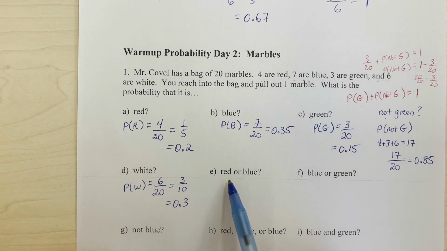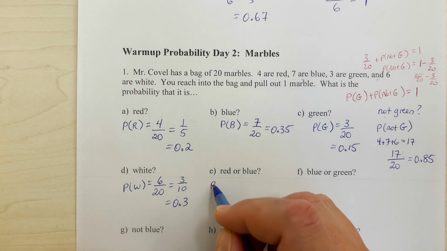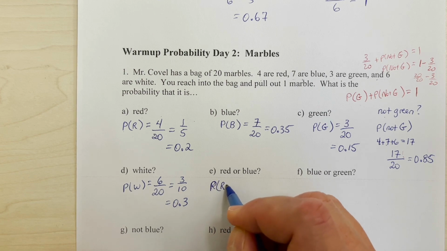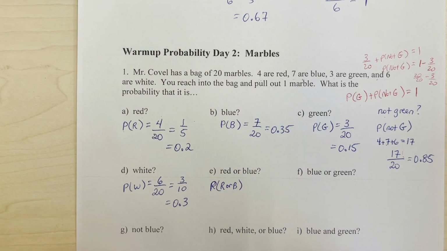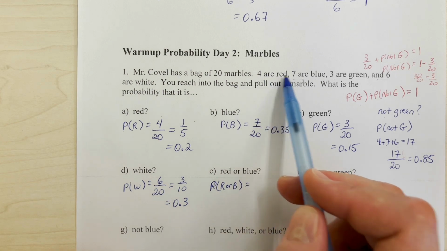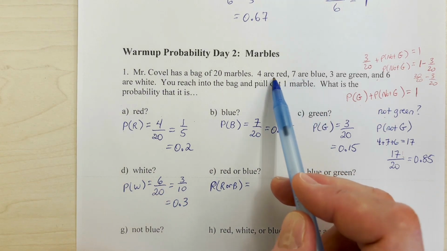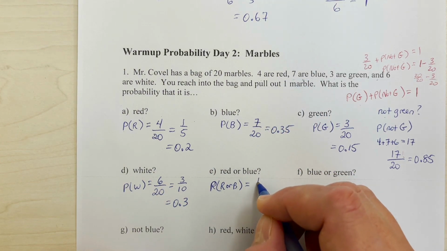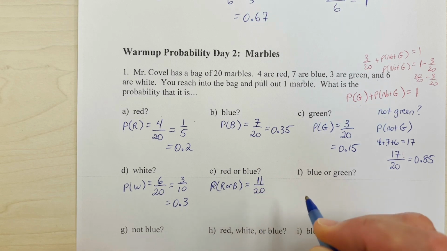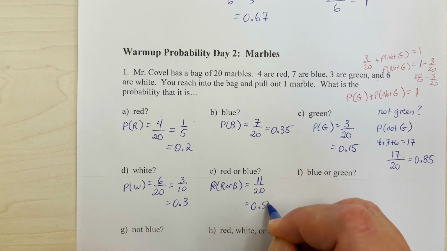What's the probability of red or blue? Whoops, probability of red or blue, R or B? Well, when we see or, it could be either of them. We have to count them all. So we have 4 red, we have 7 blue. If we add those up, we get 11 out of 20, which is 0.55.